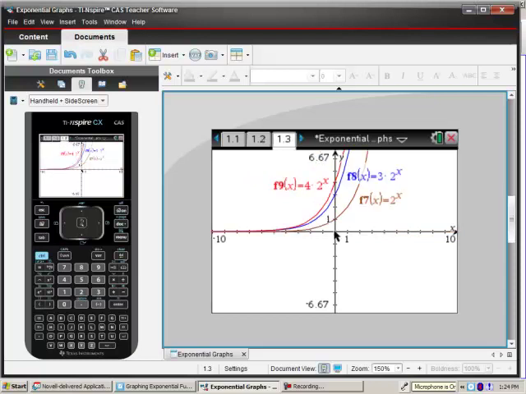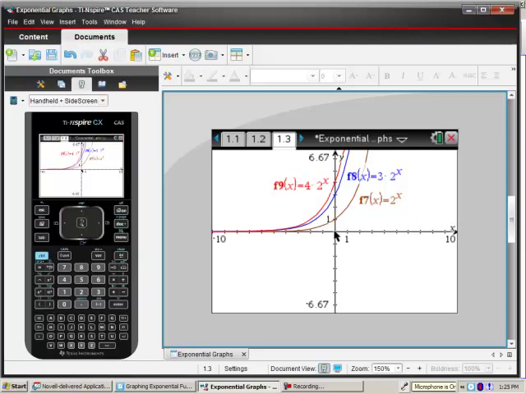For the next graphs, what I did was I decided to give an a value different than 1. So my black graph is once again y equals 2 to the x. Then the blue graph is y equals 3 times 2 to the x. Notice that they're both exponential growth, but in this particular case, for the blue graph, my y-intercept is 0, 3. And in my red graph, the y-intercept is 0, 4.